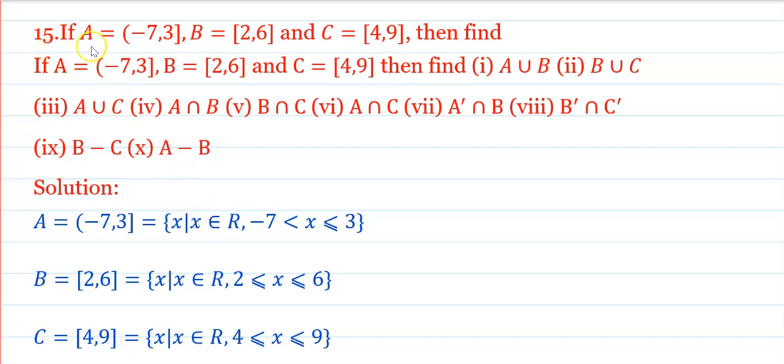If A is the open interval minus 7 to closed 3, B is the closed interval 2 to 6, C is the closed interval 4 to 9, then find first A union B, second B union C, third A union C, fourth A intersection B, fifth B intersection C, sixth A intersection C, seventh A complement intersection B, eighth B complement intersection C complement, ninth B minus C, and tenth A minus B.